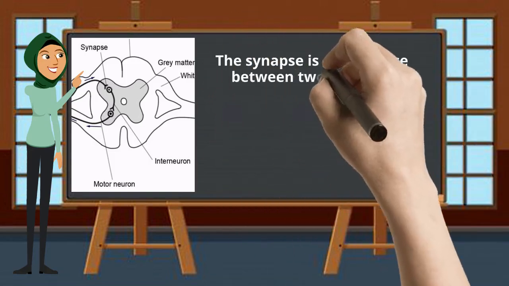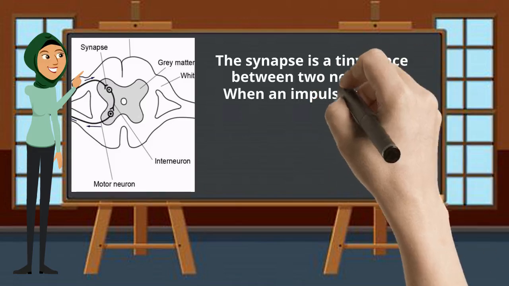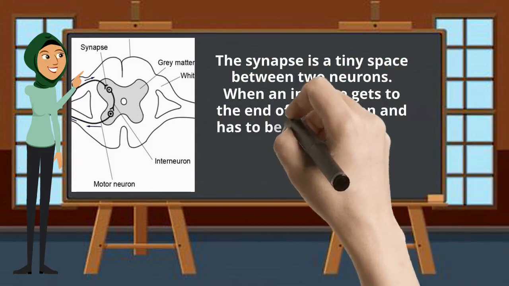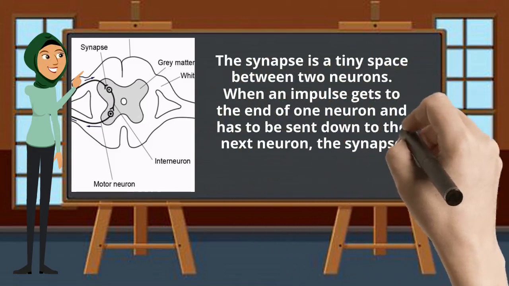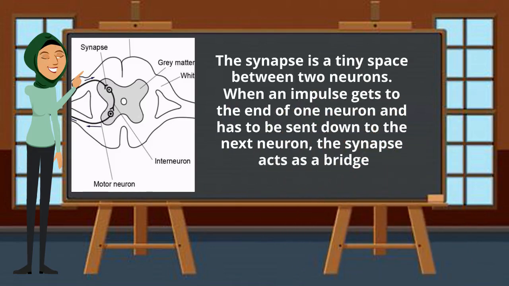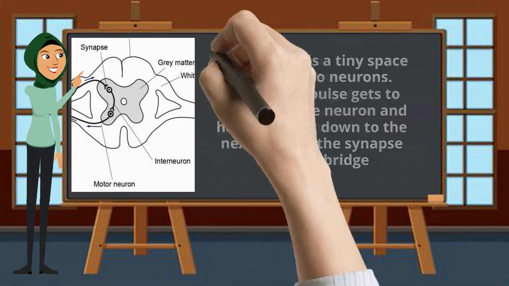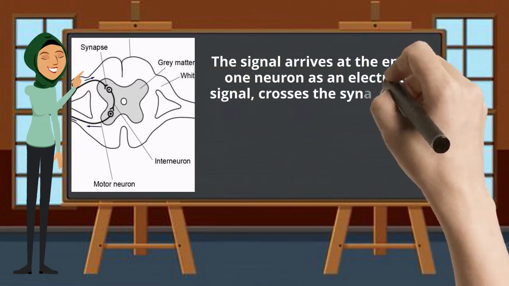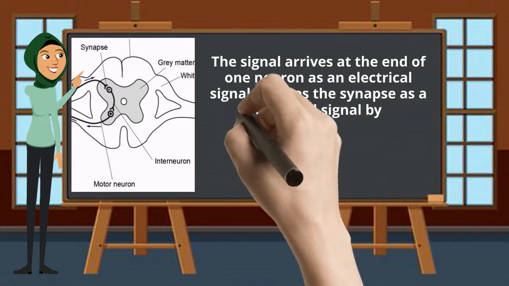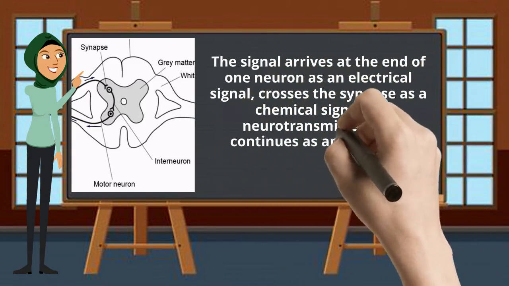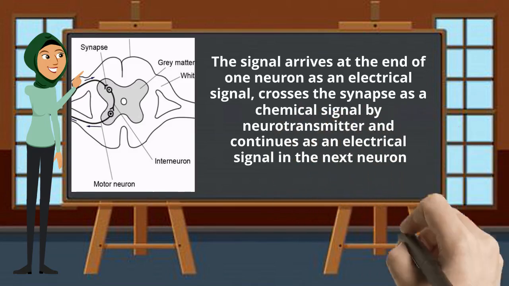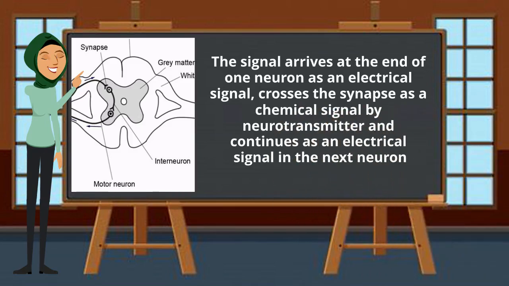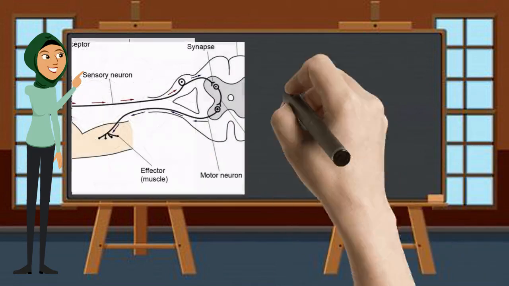The synapse is a tiny space between two neurons. When an impulse gets to the end of one neuron and has to be sent down to the next neuron, the synapse acts as a bridge. The signal arrives at the end of one neuron as an electrical signal, crosses the synapse as a chemical signal by neurotransmitter, and continues as an electrical signal in the next neuron.